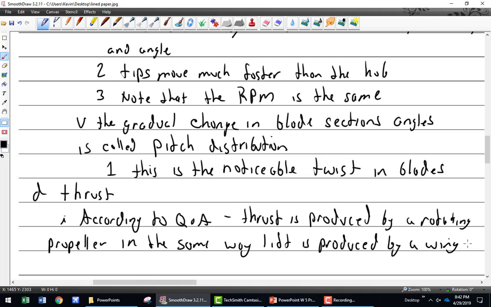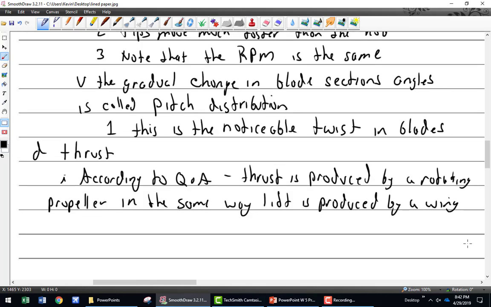And how is lift produced by a wing? You guys do remember this, right? Bernoulli? Don't make me go tell Phil you guys don't remember. So Bernoulli, what did Bernoulli say? Going into a convergent duct, it increases in velocity but decreases in pressure.